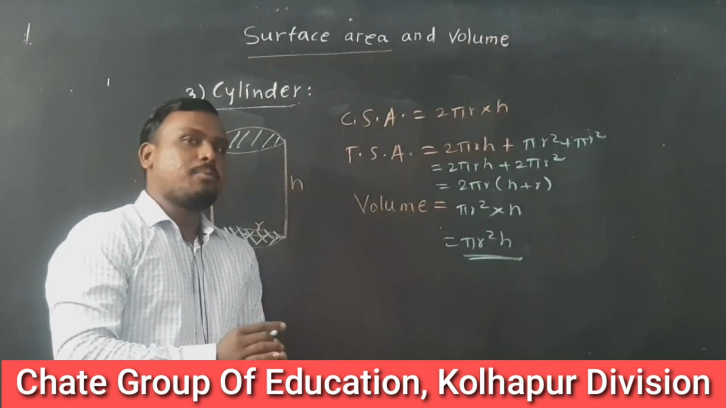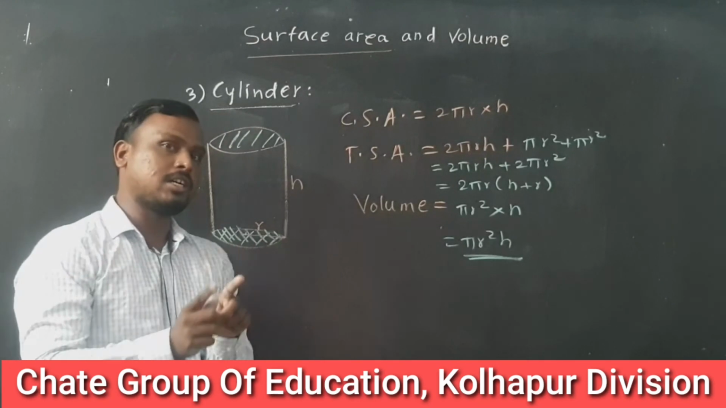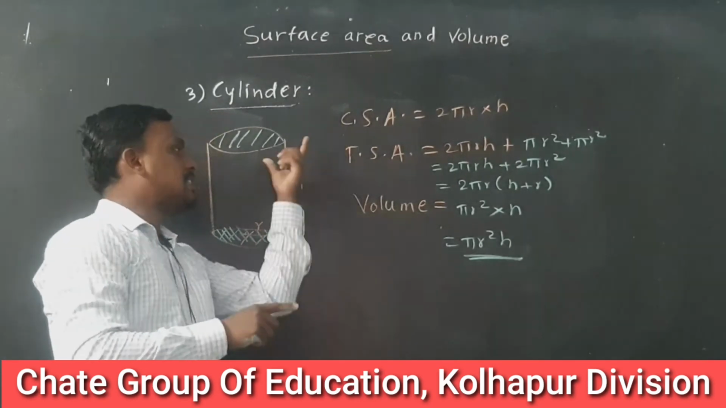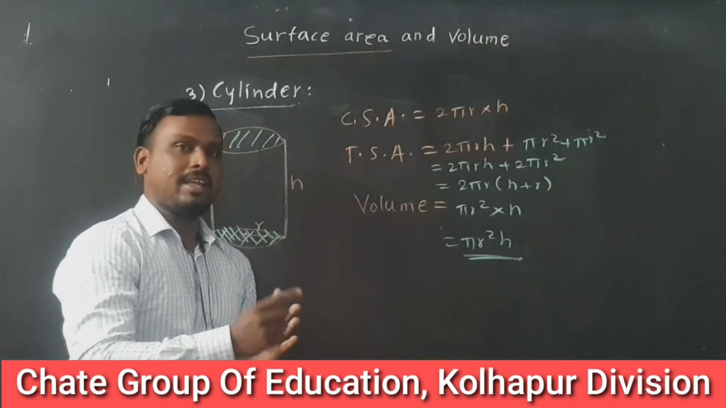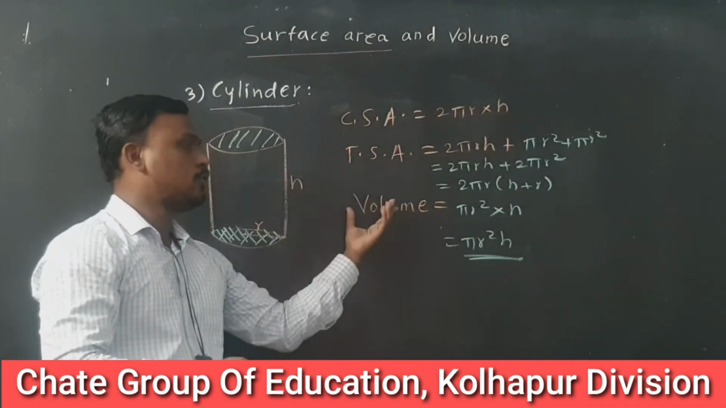Okay. So these are the important formulas of the shapes. We have discussed cuboid, cube and cylinder. You have to remember these formulas. Use these formulas to solve the examples. Examples will be there, questions will be there. Just use these formulas and solve the examples.